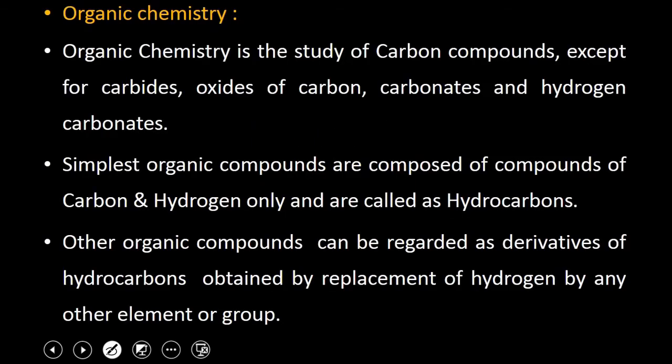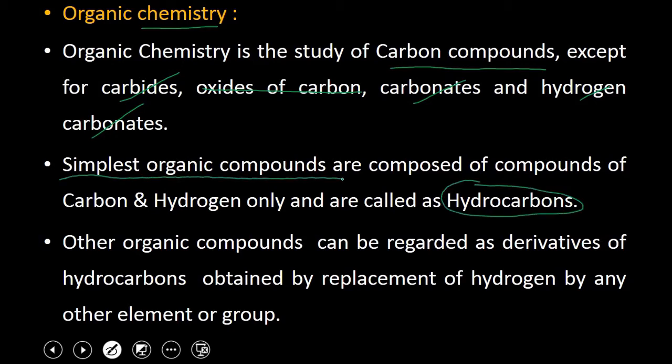So we will start our discussion with organic chemistry. So children, organic chemistry is the study of carbon compounds except carbides, oxides of carbon, carbonates and hydrogen carbonates. Then we will see what are hydrocarbons. So children, hydrocarbons are those simplest organic compounds which are made up of carbon and hydrogen only.